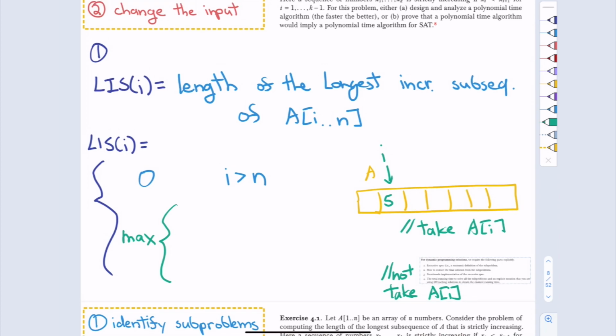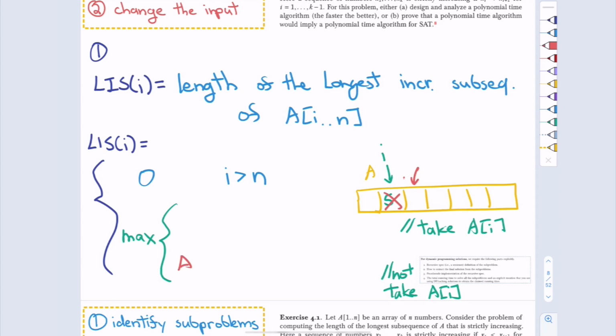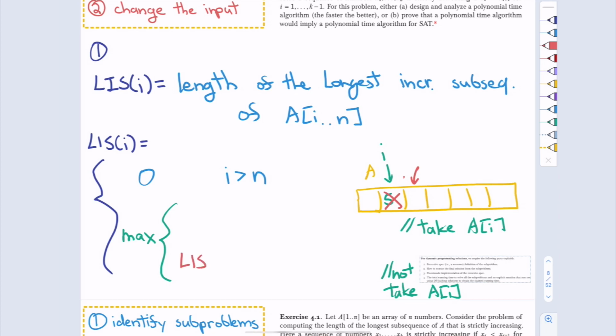Okay. And if you take, okay, so let's say not taking is maybe a little bit easier. If I say that I'm just not going to use A_i, then whatever the longest increasing subsequence is will also be a longest increasing subsequence of the rest of the array after A_i, right? Okay, so that's one way to make the problem a little bit smaller. It's working on a slightly smaller array. Okay, that one's the easier part.